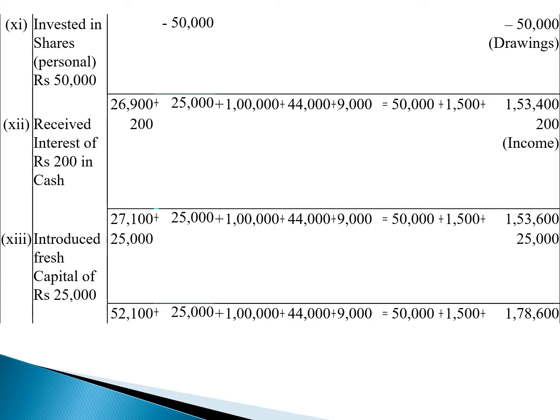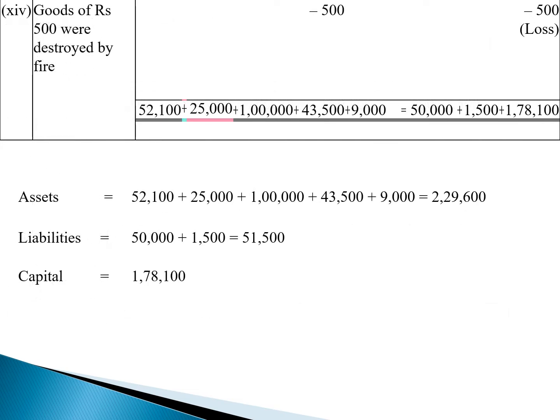Next one, introduce fresh capital of rupees 25,000. So it is added in cash and also under capital. Coming to the last transaction, goods of rupees 500 were destroyed by fire. So 500 is reduced from stock and 500 is reduced from capital as loss.